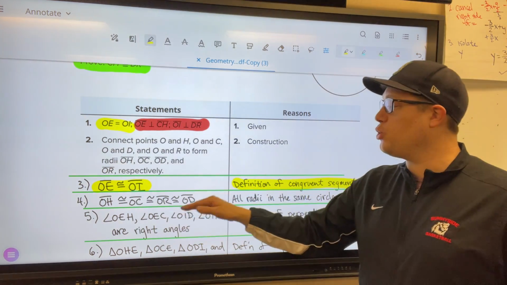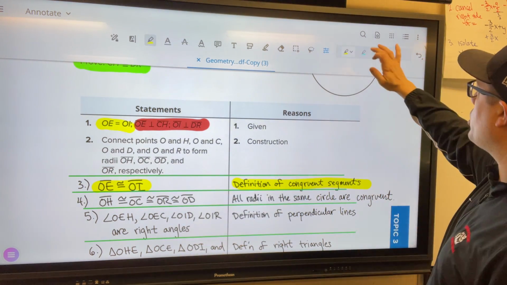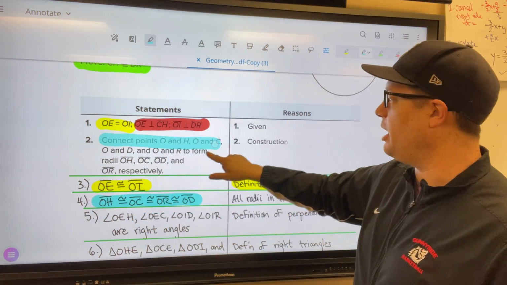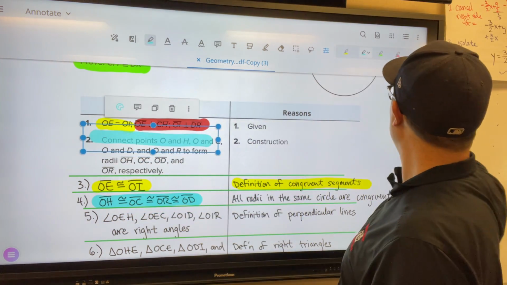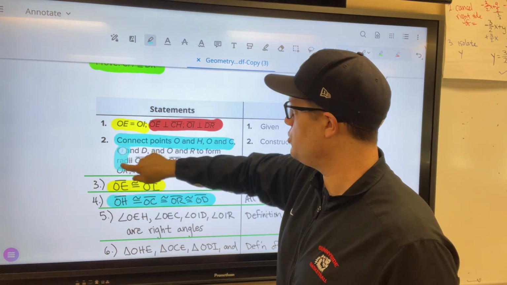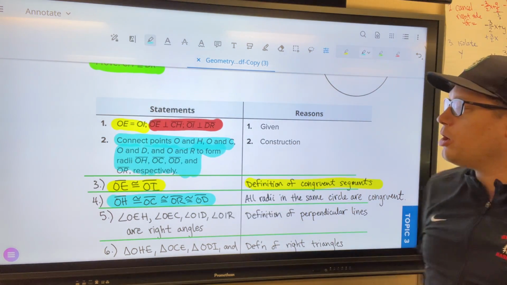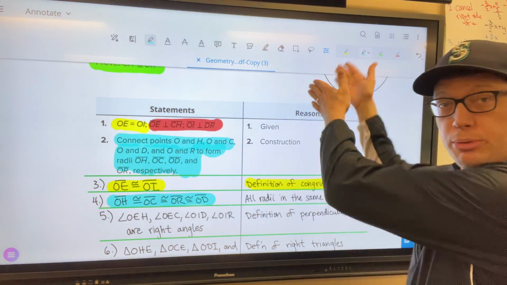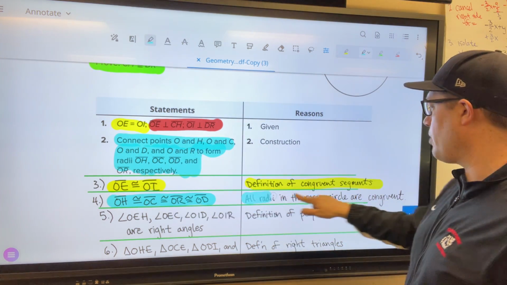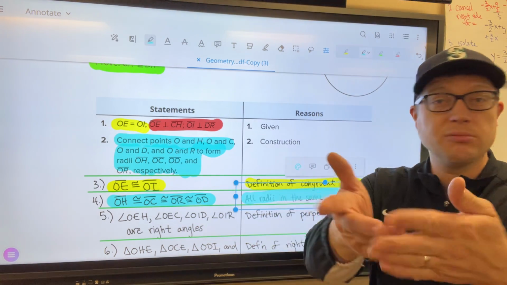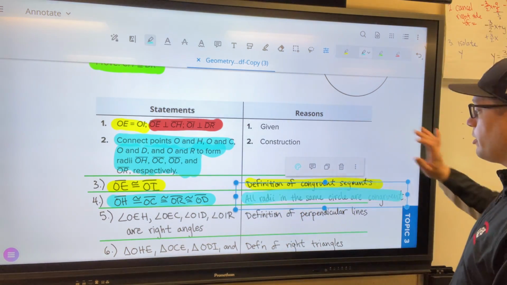Next up, OH, OC, OR, and OD are all congruent, and I'm going to use blue highlight because it was blue highlight from, let's get rid of you. I'm gonna go like this. All right, I'll go like that. Those are the blue statements, the blue line segments up above. And so all radii in a circle are congruent. That's another statement that's being used. Please bring the color into your work.